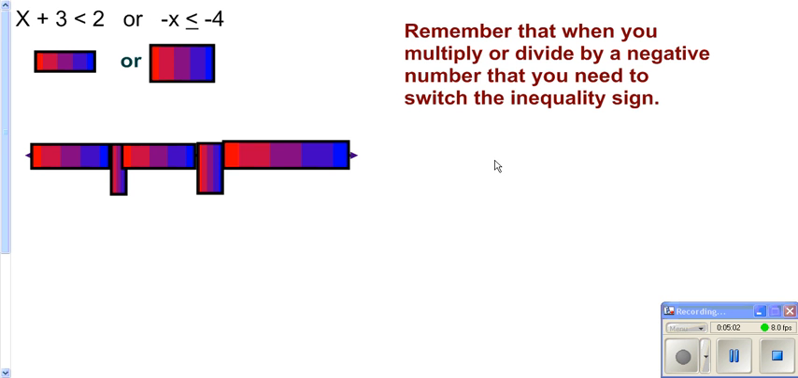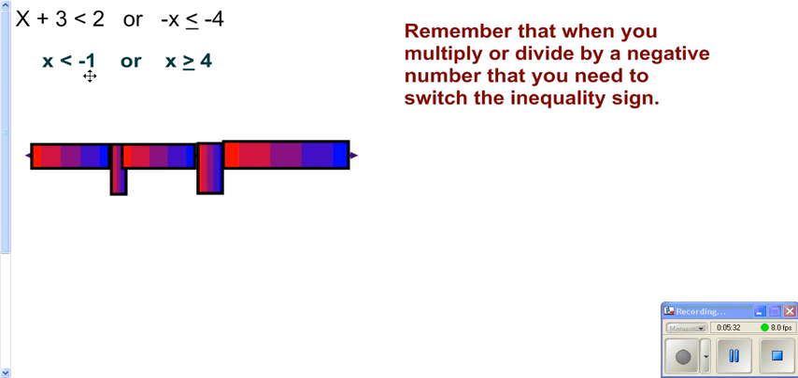Here we have an OR statement, so we want to go ahead and continue to get x by itself. So we'd have to go ahead and subtract a 3 from both sides here, and so then we get x to be less than -1. Here, we want to go ahead and get rid of the negative in front of our x. To do that, we'd need to divide by a -1 or multiply by a -1, and we would get this. Remember, when you multiply or divide by a negative, you got to switch your inequality sign.